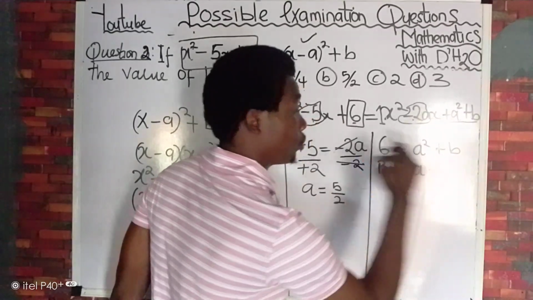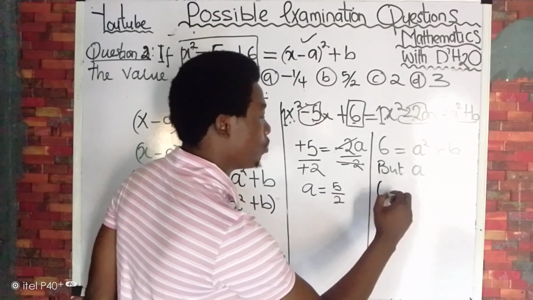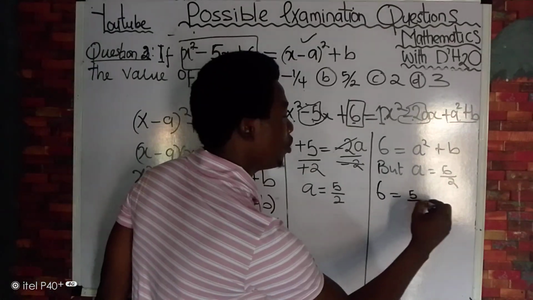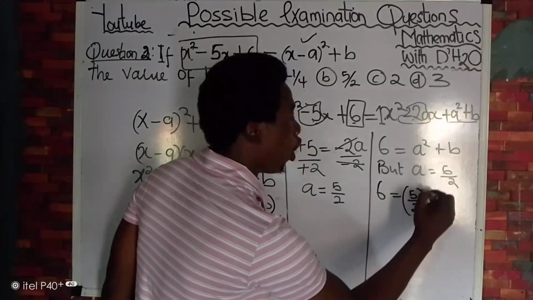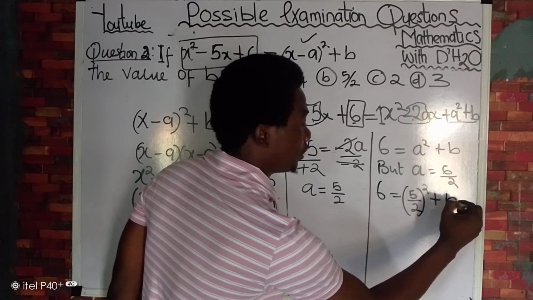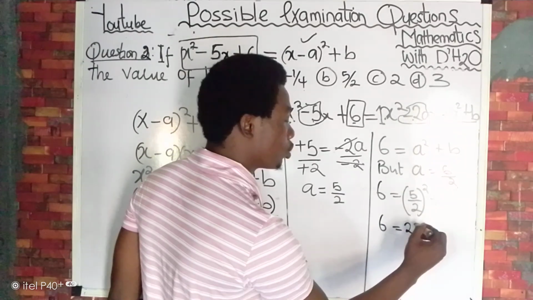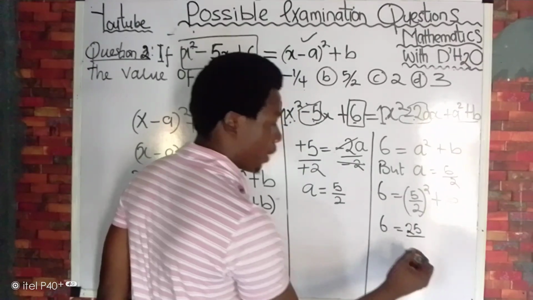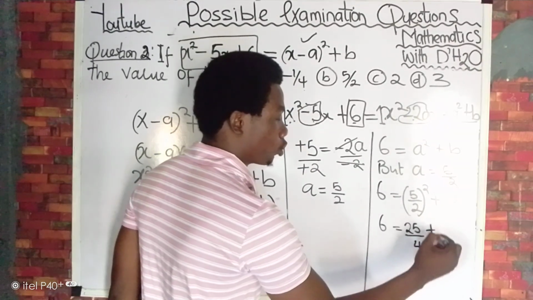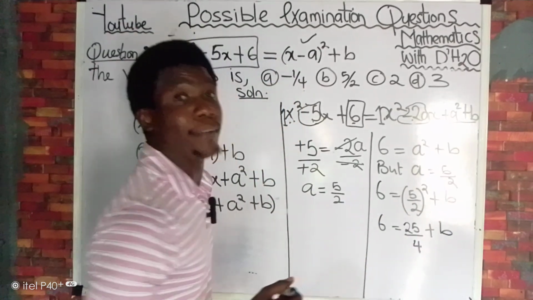So in this place, if you see a, you put 5 over 2, so that you have 6 equals 5 over 2 all squared plus b. So that will give us 6 equals 5 squared is 25, and 2 squared is 4, plus b.